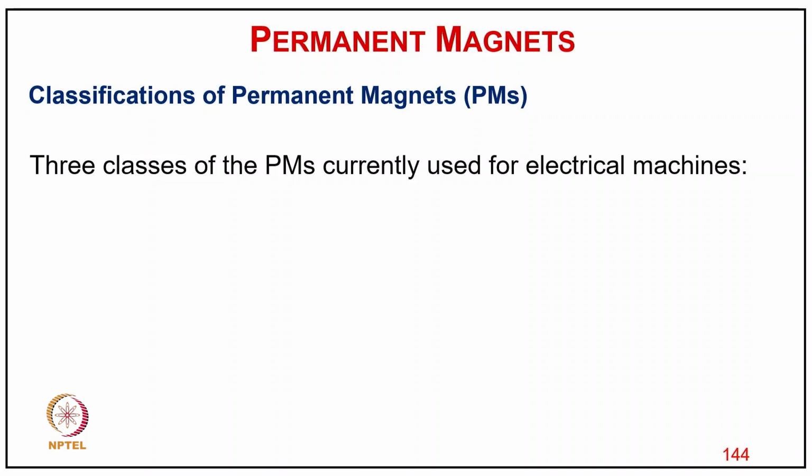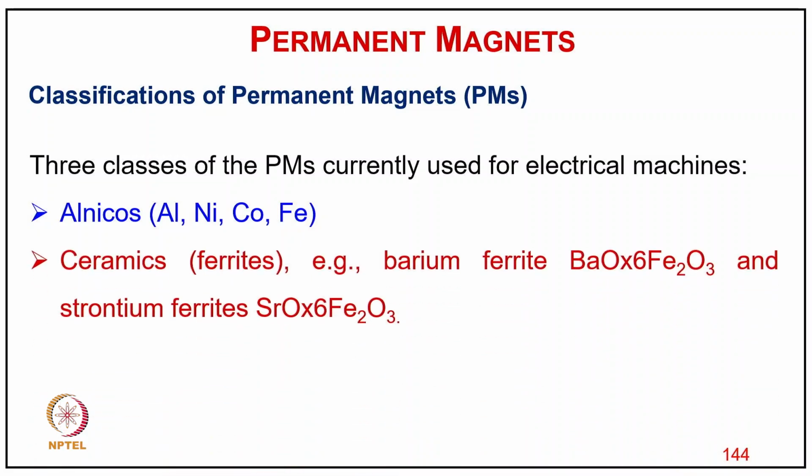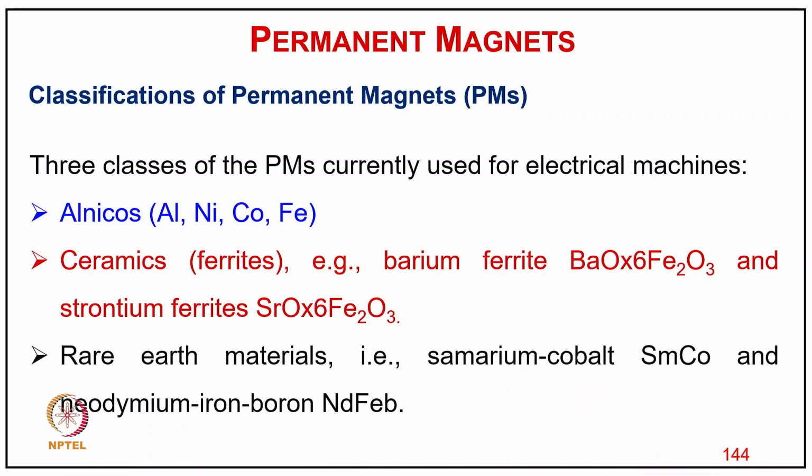So, classification of permanent material: there are three classes of permanent material currently used in electrical machines. That is alnico, which consists of aluminum, nickel, cobalt, and iron. That's an alloy. Then ceramic, that's called ferrite, that is barium ferrite and strontium ferrite. And then rare earth material like samarium cobalt and neodymium iron boron. So these are the three basic classifications, and there you can talk about energy density.